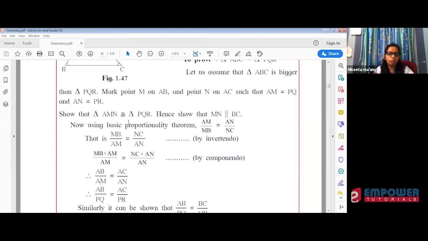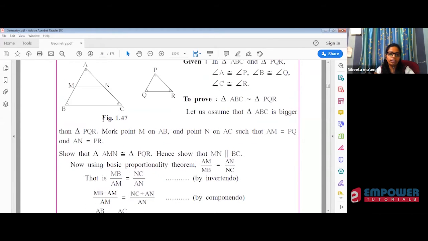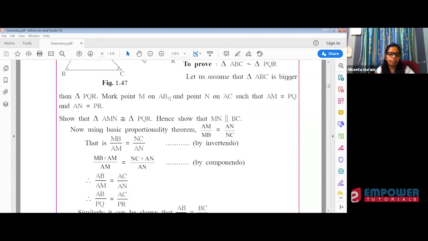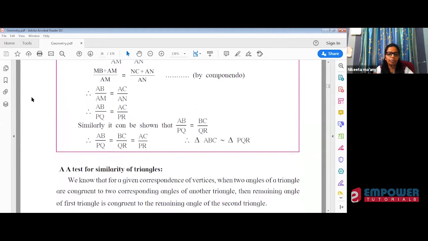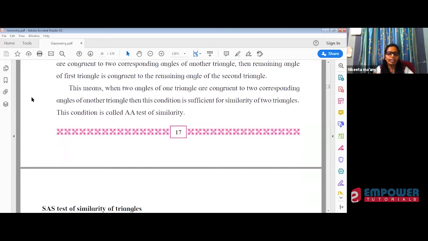But since these two triangles are congruent, that is AMN is congruent to PQR, they have replaced AM by PQ and PR. And this is how you can show that AB upon PQ is equal to BC upon QR is equal to AC upon PR. This is just an extra information. So we will proceed. So next test is AA test.